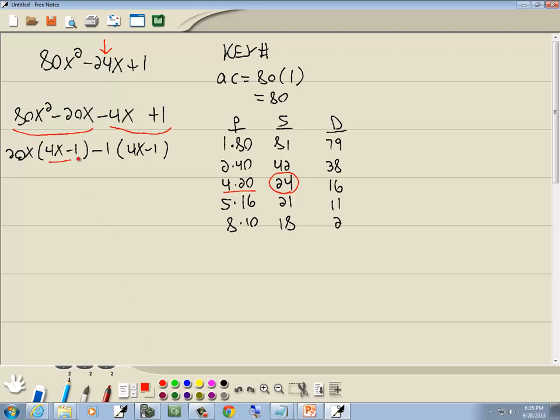Now our goal was to get this parentheses the same as this one, which they are. So I'll factor out the 4x minus 1 in front. Now to see what goes in your second set of parentheses, you can cross out these 4x minus 1s. And then this would be 20x minus 1. And that'd be your answer: 4x minus 1 times 20x minus 1.